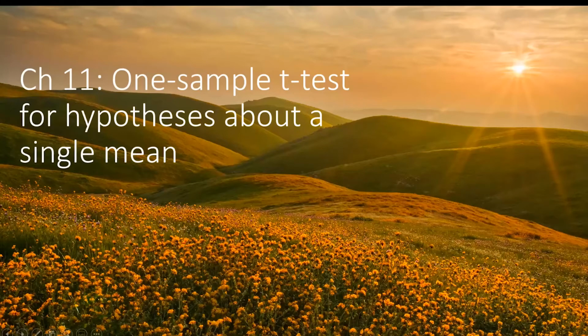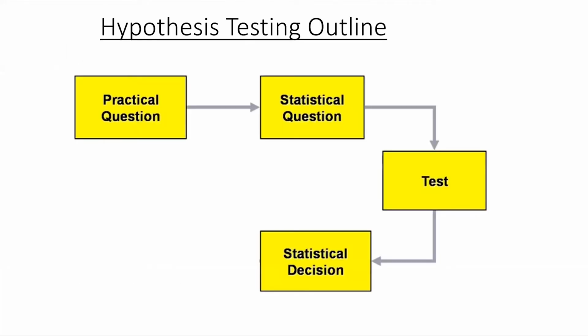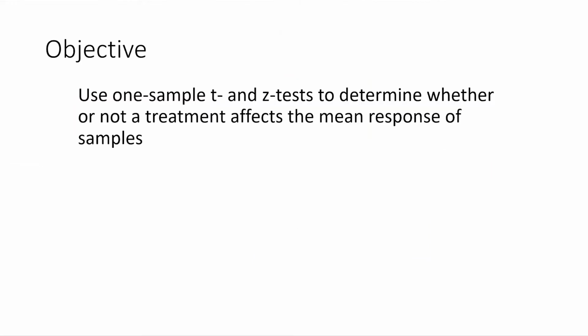So we're talking about the one sample t-test for hypotheses about a single mean this week. For hypothesis testing, we begin with a practical biological question. Maybe how does the size of males versus the size of females differ from each other, or do they differ at all? We may turn that into a statistical question: are the means different between these groups? We then do a formal statistical test and come to a decision about the conclusion.